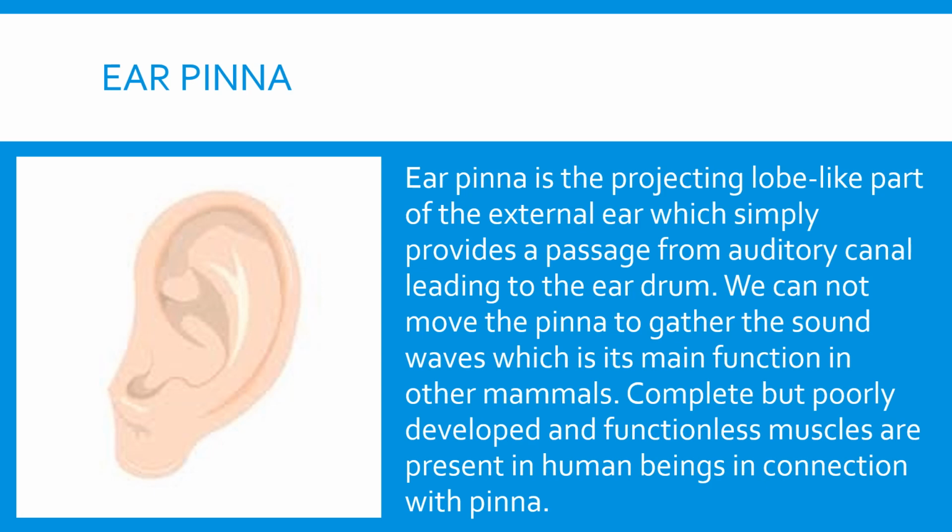Ear pinna is another vestigial organ in humans. Ear pinna is the projecting lobe-like part of the external ear, which simply provides a passage to the auditory canal leading to the eardrum. We cannot move the pinna to gather sound waves, which is its main function in other mammals. Complete but poorly developed and functionless muscles are present in human beings in connection with the ear pinna.